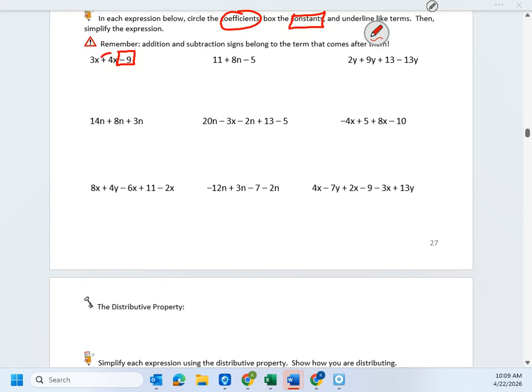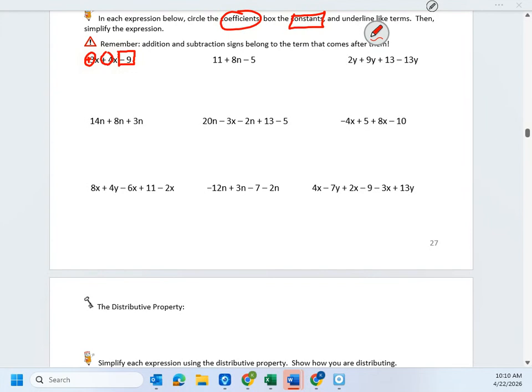So this would become plus 4x plus 3y. Okay, so we want to have that operation connected to it. Oh, sorry, not the x's. My bad. Plus 4 and plus 3. So that's a positive 3. If there's nothing in front of it, we say it's positive.